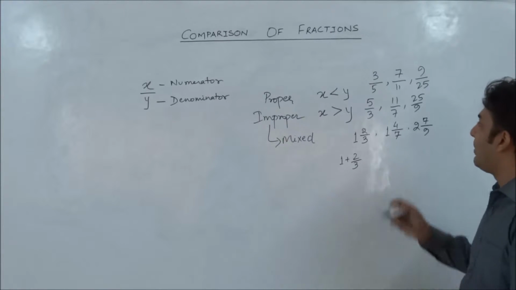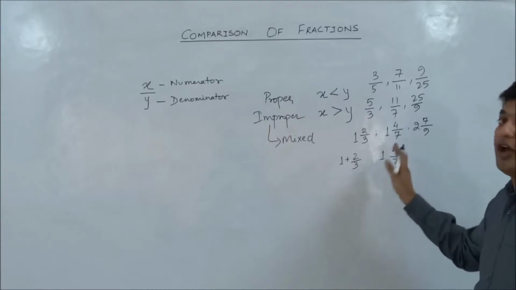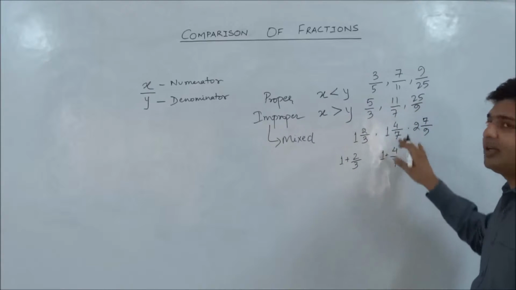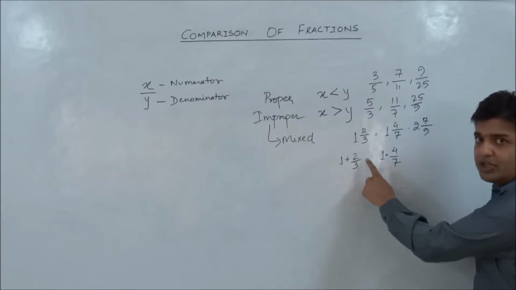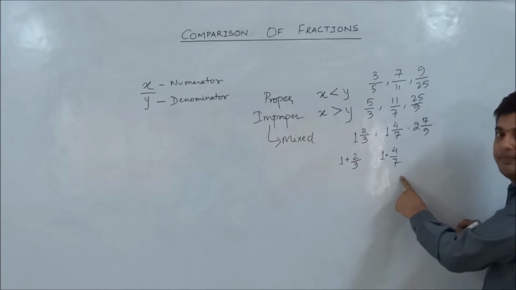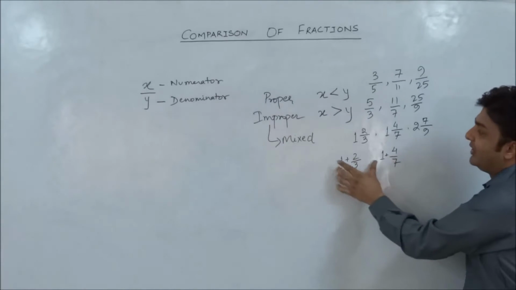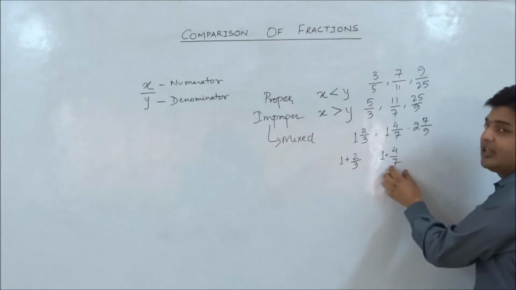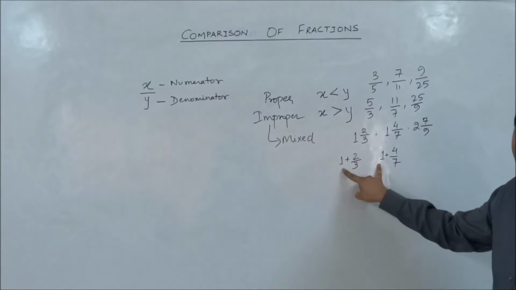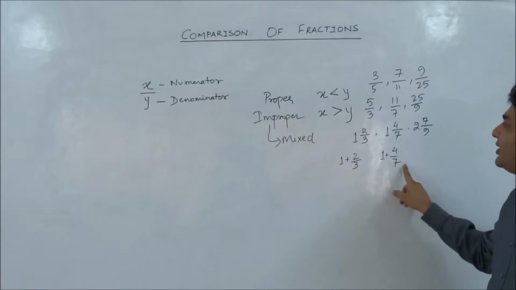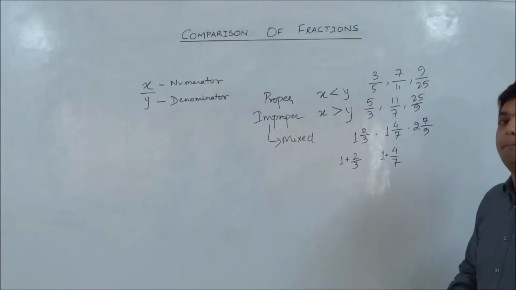So let's say I need to compare 1 2 by 3 and 1 4 by 7. How should I compare it? Should I compare 5 by 3 and 11 by 7? Should I compare 1 2 by 3 and 1 4 by 7? Now let's understand, it is 1 plus 2 by 3, it is 1 plus 4 by 7. One part is common to both. So if 2 by 3 is greater, then this fraction is going to be greater. If 4 by 7 is greater, then this fraction is going to be greater. So at the end of the day, if they have the same integer parts, we are just going to compare the proper fraction part. There is no point comparing the integer part as it is the same in both cases.